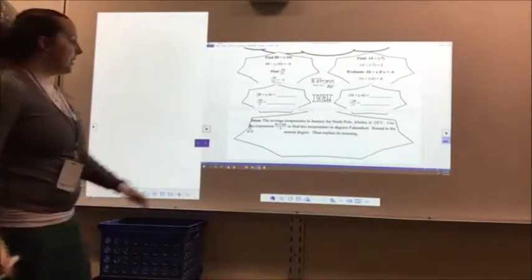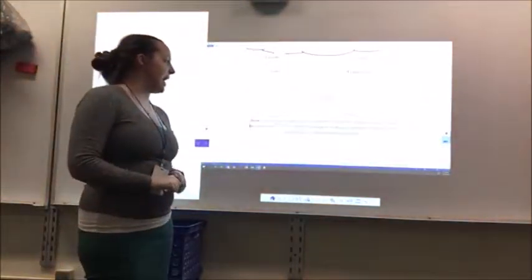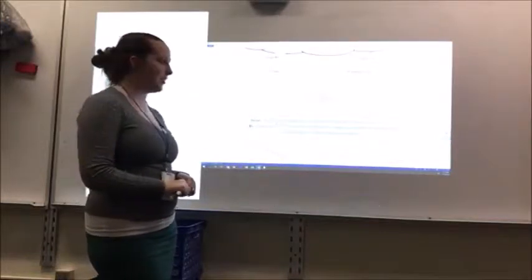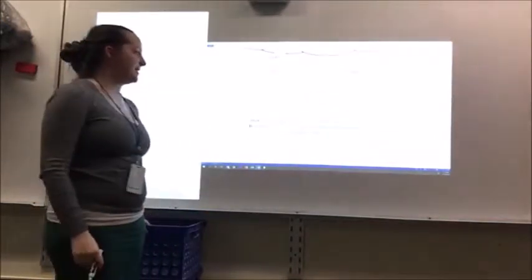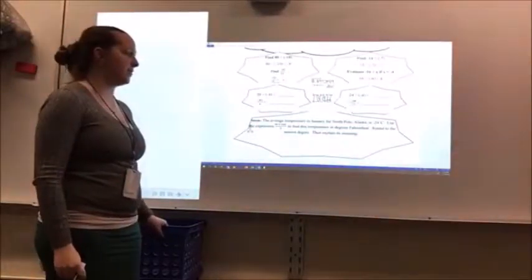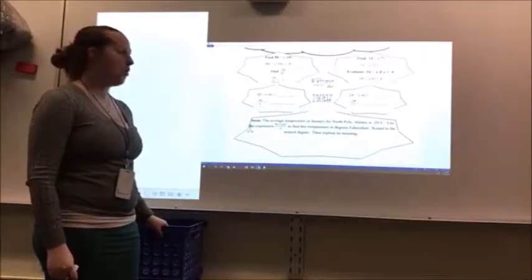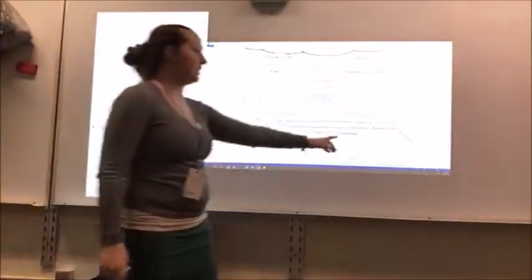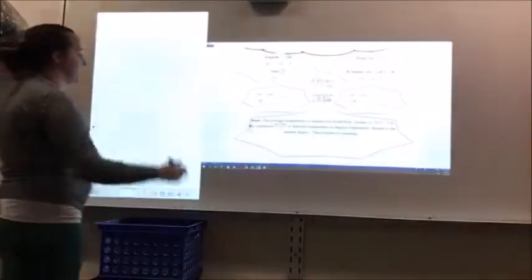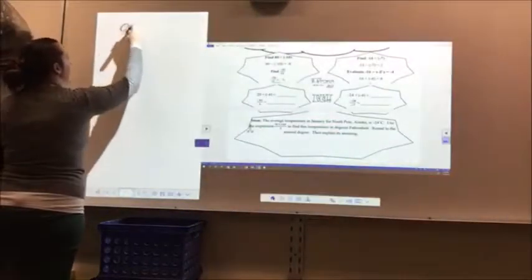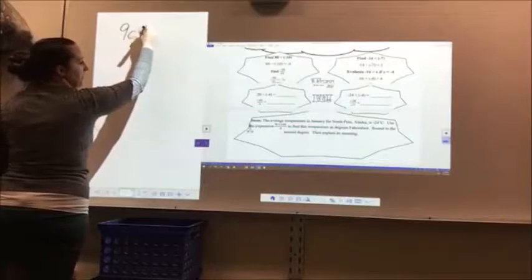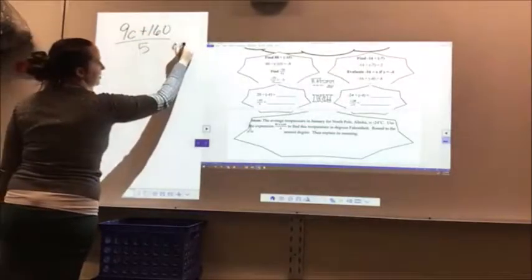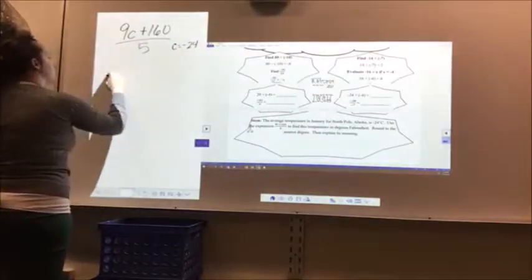Alright, now the last one I have says STEM, the average temperature in January for North Pole, Alaska is negative 24 degrees Celsius. Use the expression 9C plus 160 divided by 5 to find this temperature in degrees Fahrenheit. Round to the nearest degree, then explain its meaning. So it wants me to substitute in negative 24 for my C, my variable. So my equation is 9C plus 160 divided by 5. And C equals negative 24.